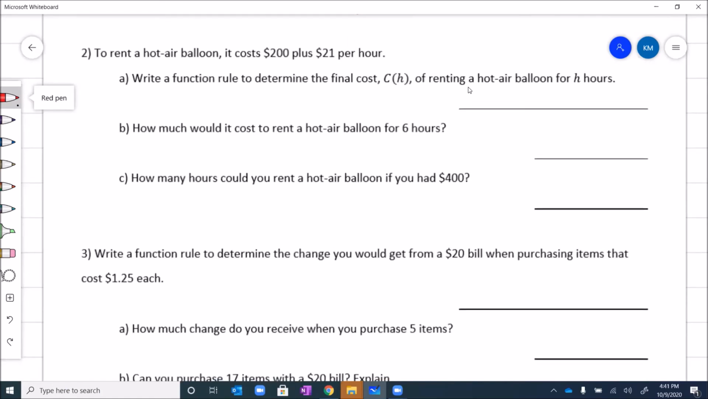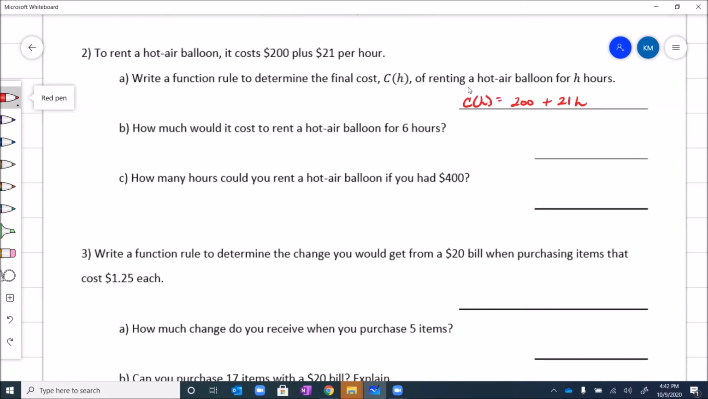To rent a hot air balloon, it costs $200 plus $21 per hour. Write a function rule to determine the final cost C of H of renting a hot air balloon for H hours. So here you go. The cost of renting a hot air balloon for H hours equals $200 already plus $21 per H, because H is our variable. That's the thing that changes. How much would it cost to rent a hot air balloon for 6 hours?